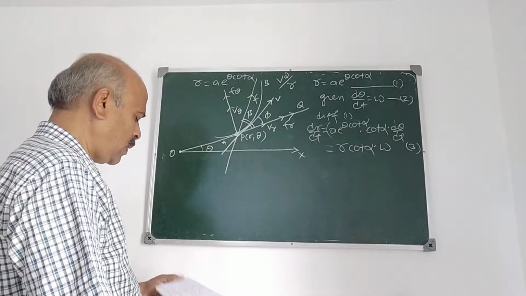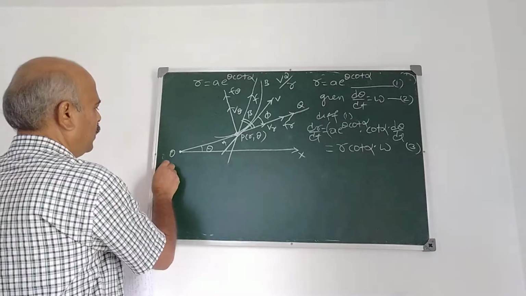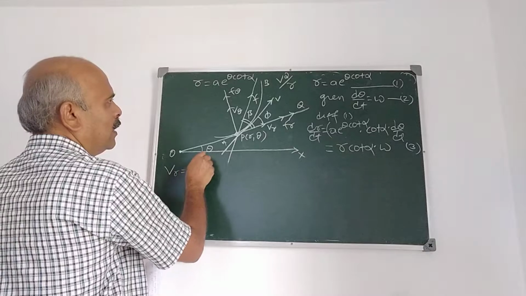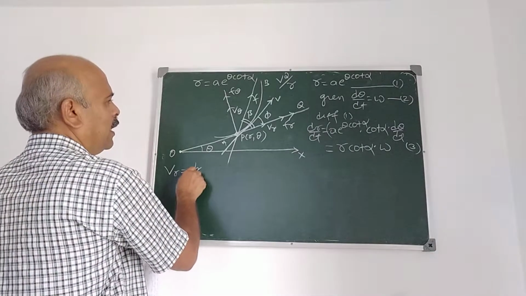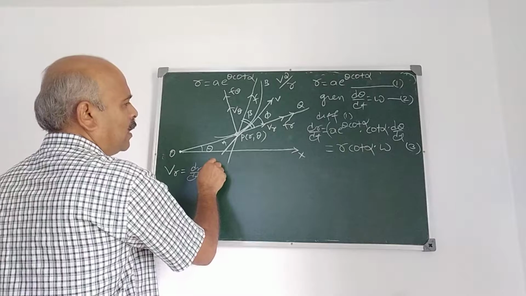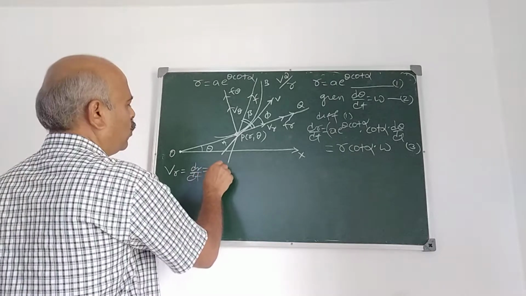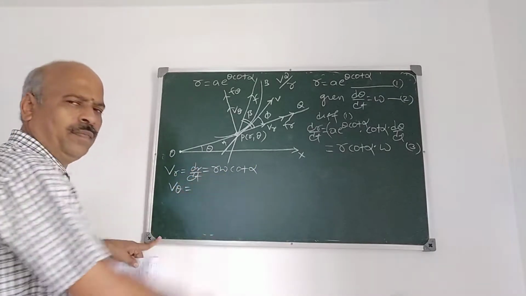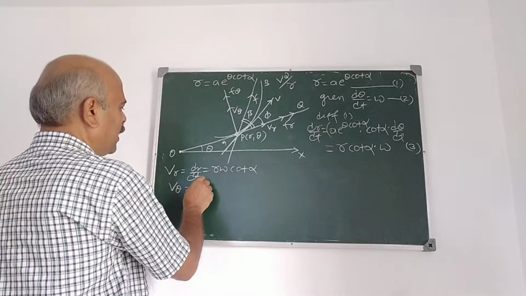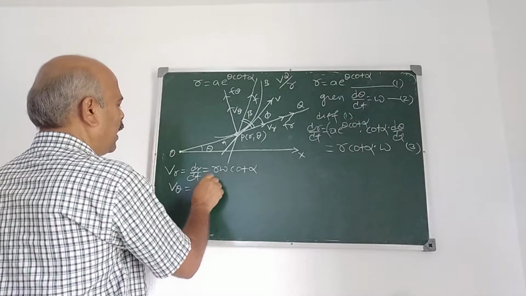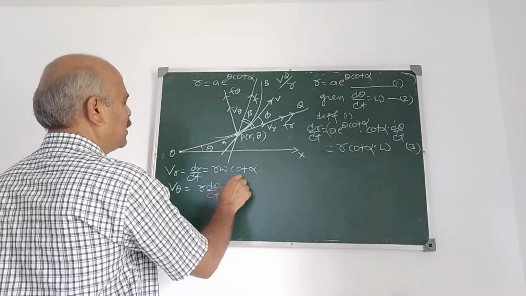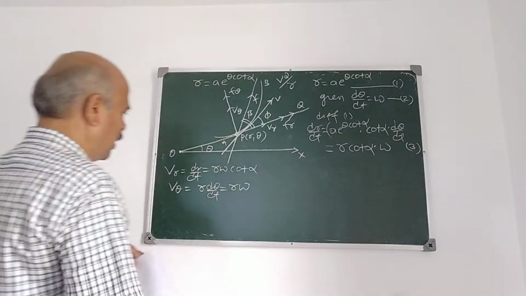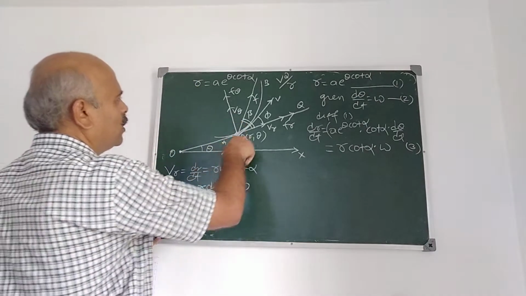Now what is the radial velocity? I use the notation Vr, which is dr by dt. Therefore, the radial velocity is r omega into cot alpha. What is the transverse velocity, V theta? V theta is r d theta by dt. Therefore, it is r omega. Correct? R omega.